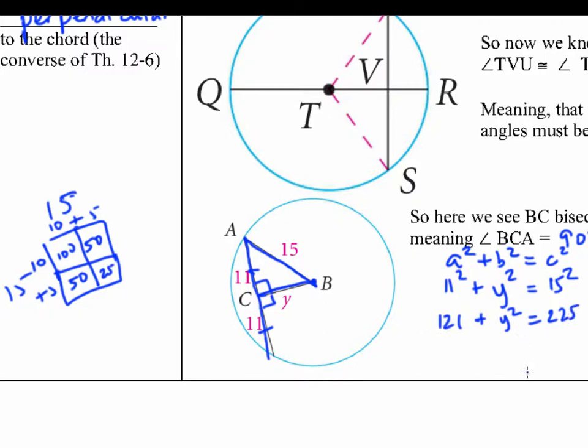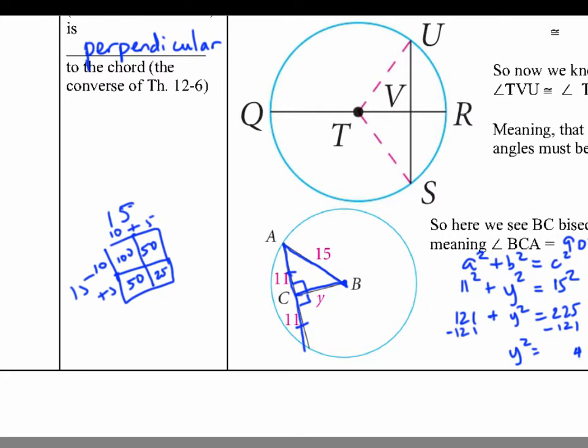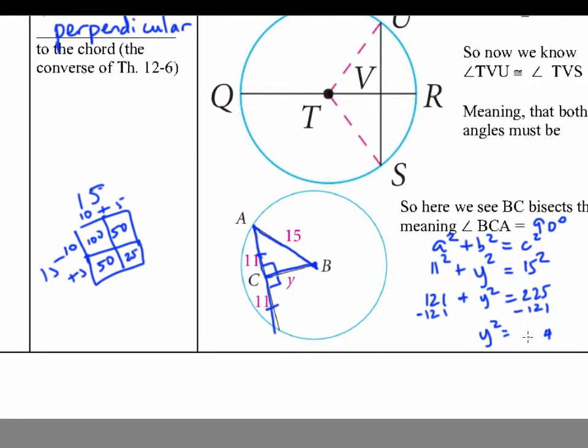We'll subtract 121 from both sides. So y squared equals 225 minus 121. 5 minus 1 is 4, 2 tens minus 2 tens is 0 tens, and 200 minus 100 is 100. So y squared equals 104, so y equals the square root of 104.